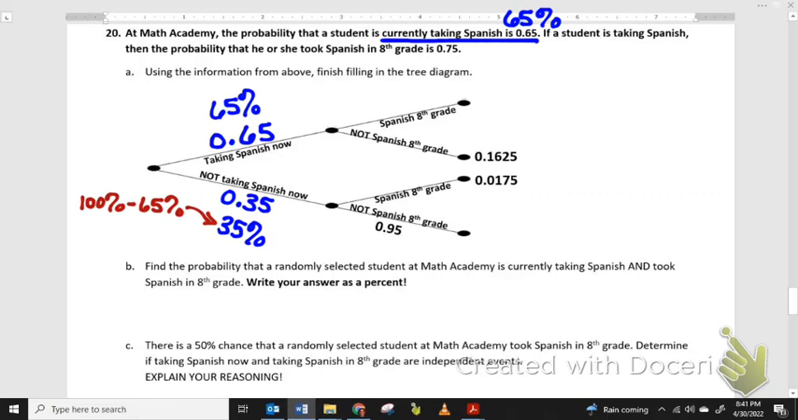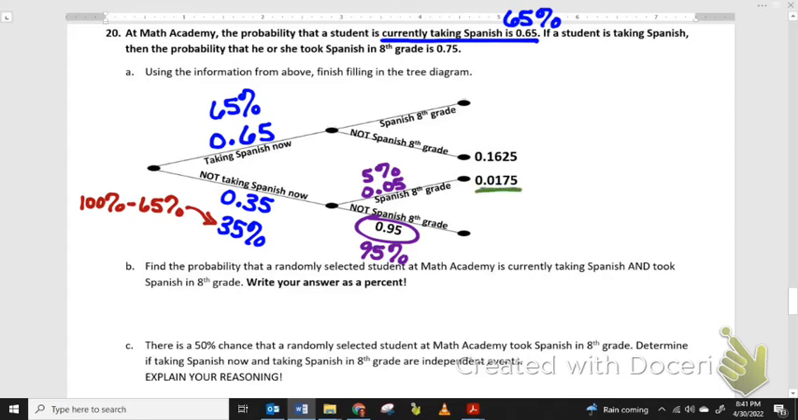All right. I see right down here that this one is 0.95, 95%. That's the probability that if somebody is not taking Spanish now, then they didn't take it in 8th grade. What's the chance that they're not taking Spanish anymore, but they did when they were in 8th grade? 0.05 or 5%. Because again, it has to add up to 100%.